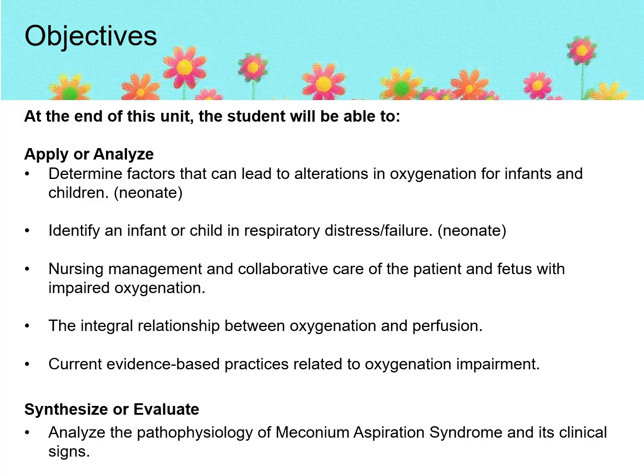At the end of this unit, the student will be able to determine factors that can lead to alterations in oxygenation for infants and children. Identify an infant or child in respiratory distress or failure. Nursing management and collaborative care of the patient and fetus with impaired oxygenation. Integral relationship between oxygen and perfusion. And current evidence-based practices related to oxygen impairment. Additionally, you'll be able to analyze the pathophysiology of meconium aspiration syndrome and its clinical signs.